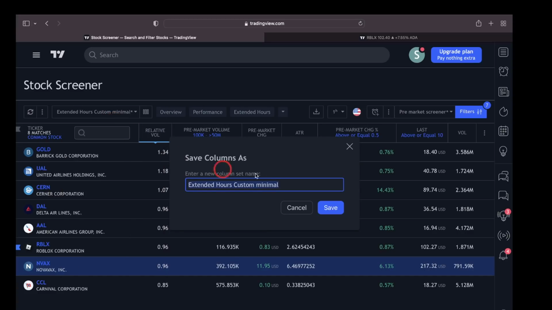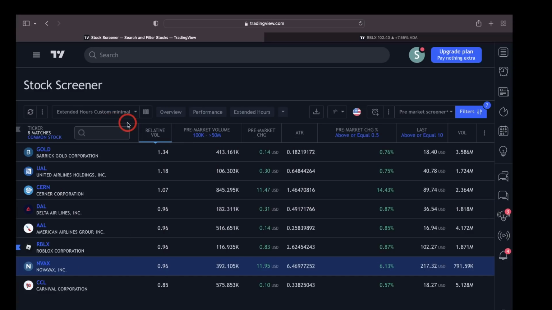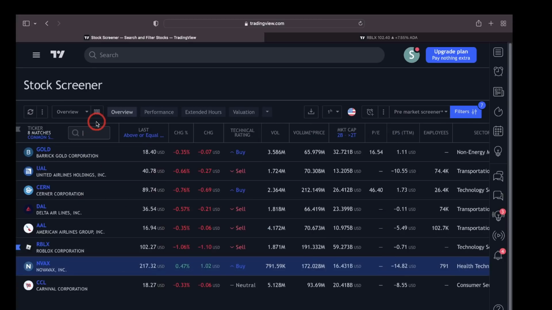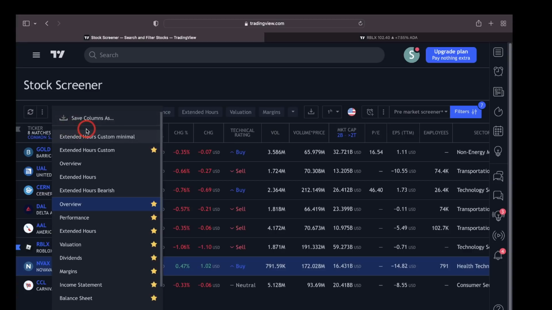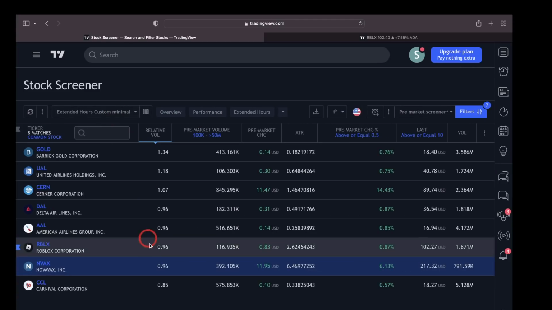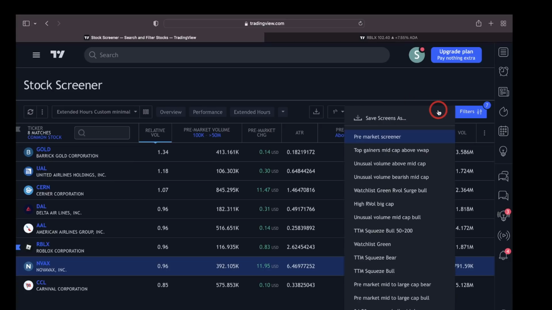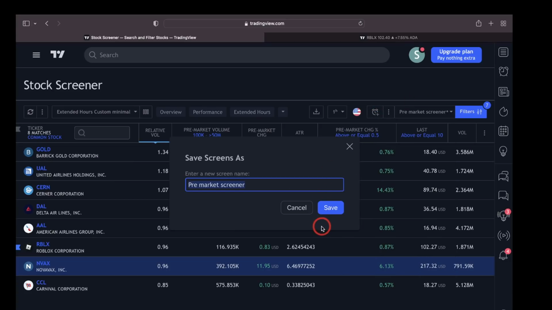So you can do save column as, and then boom, now next day all you need is to just come here. You might have others here, other parameters you want to see. So it's a good way to check out different things, different technical parameters here. And the pre-market scanner is definitely one which I use often.